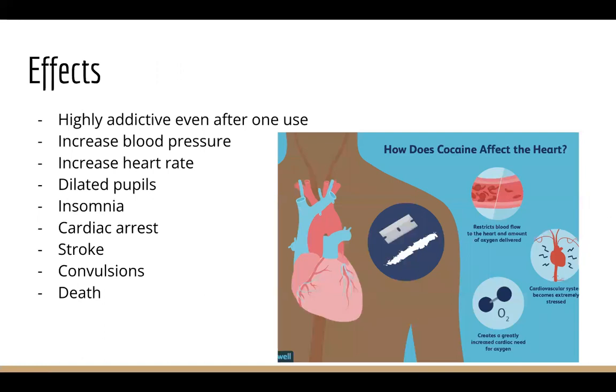Some of the effects of cocaine on the body are that it is highly addictive even after one dose. It increases your blood pressure, increases your heart rate, makes your pupils dilate, and creates insomnia, cardiac arrest, stroke, convulsions, and death, since it has a really tough and very strong effect on your cardiovascular system.